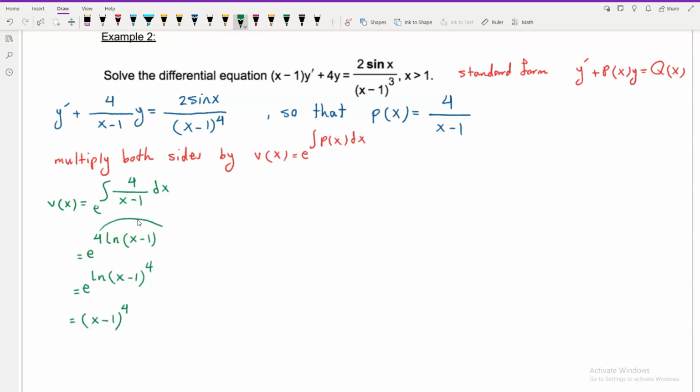So move this power inside, and then this part cancels. The answer is (x - 1) to the 4th power. So this is our v(x).